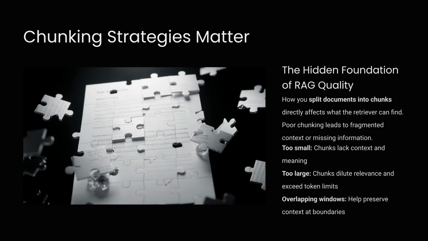Chunking strategies are the hidden foundation of RAG quality. Documents must be split appropriately. Chunks that are too small lack context, while chunks that are too large dilute relevance. Overlapping windows help preserve context at boundaries.